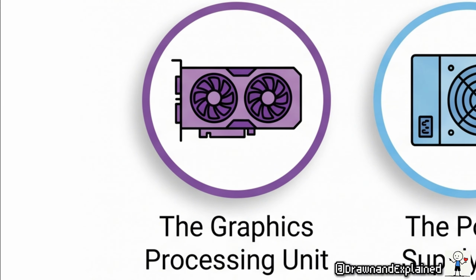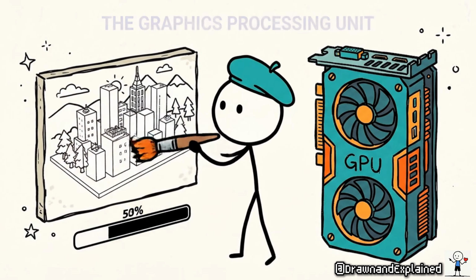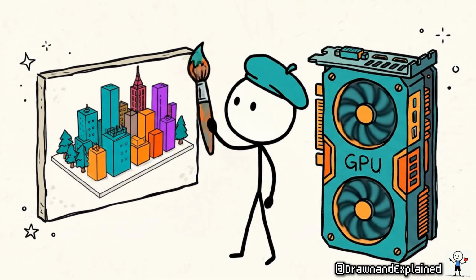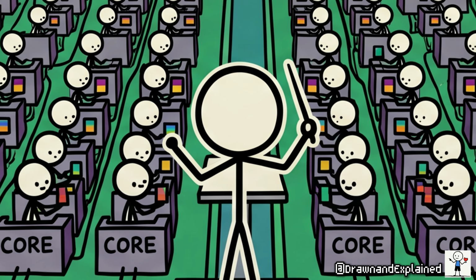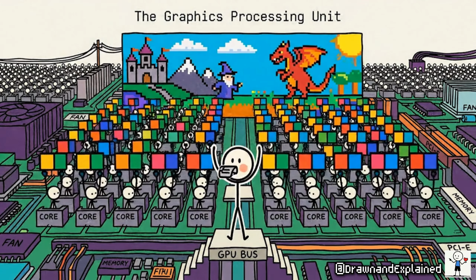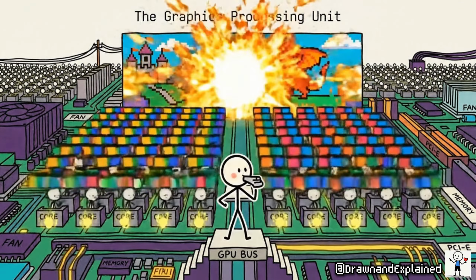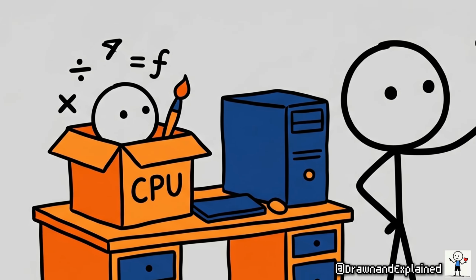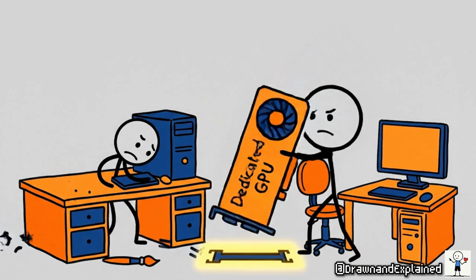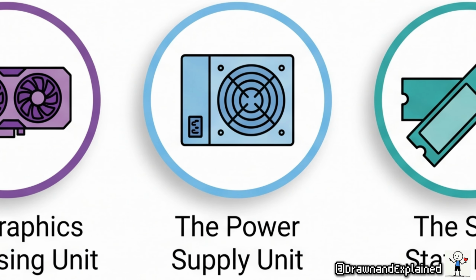The graphics processing unit. While the main processor handles general tasks, this specialized hardware is dedicated entirely to rendering images, videos, and animations. It contains thousands of tiny cores designed to process visual data in parallel, which is essential for modern gaming, video editing, and high-resolution displays. In some basic computers, this function is built directly into the main processor, but most powerful desktops use a separate, dedicated card.